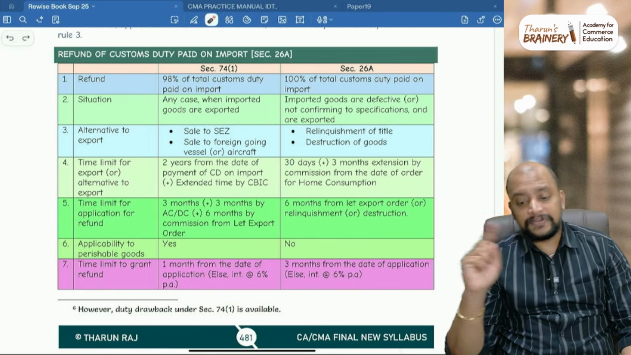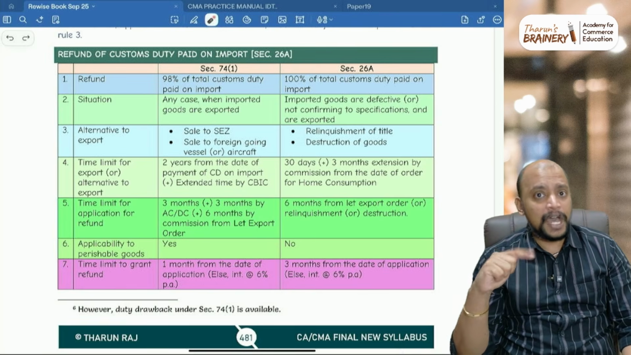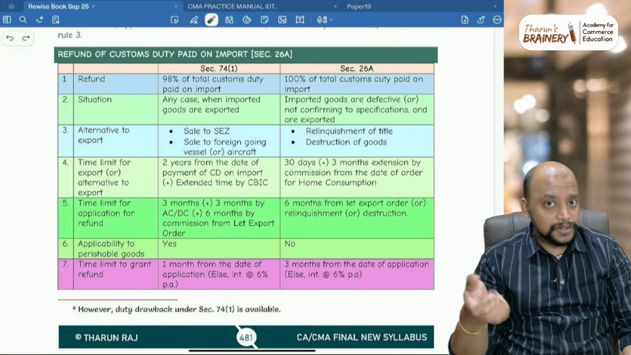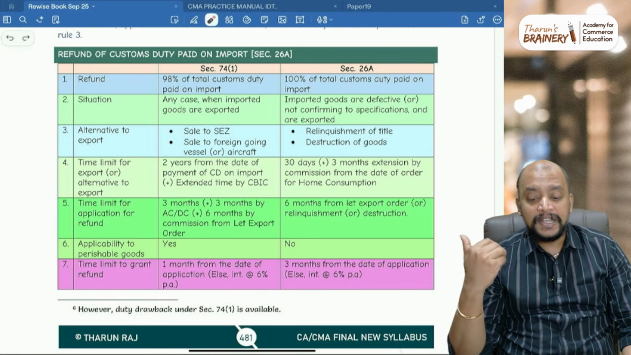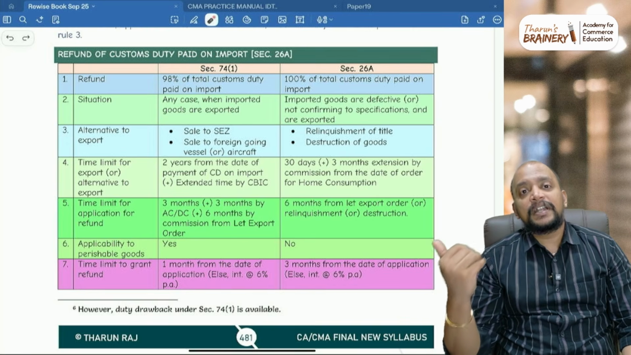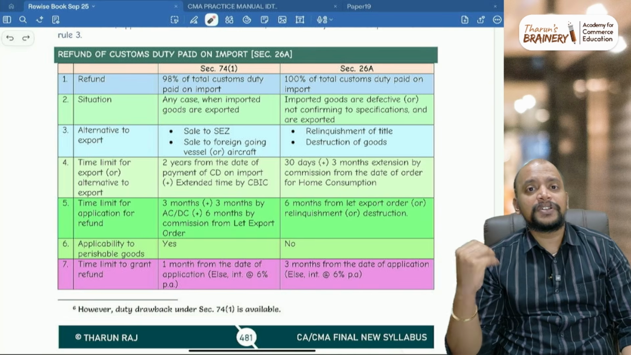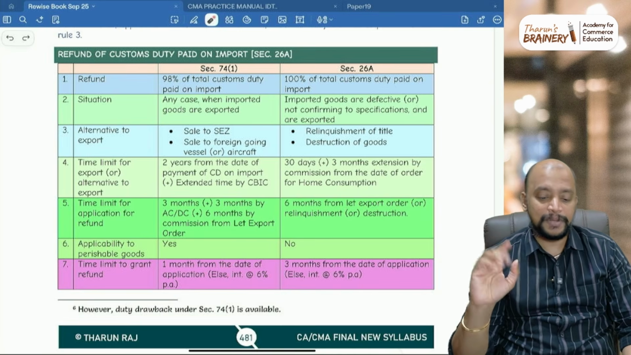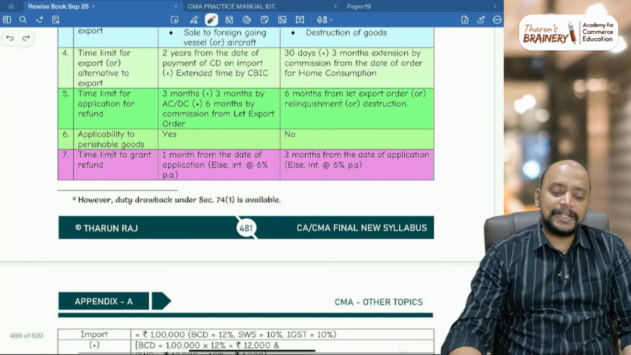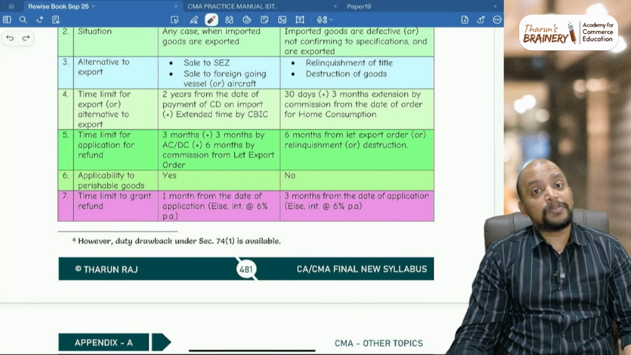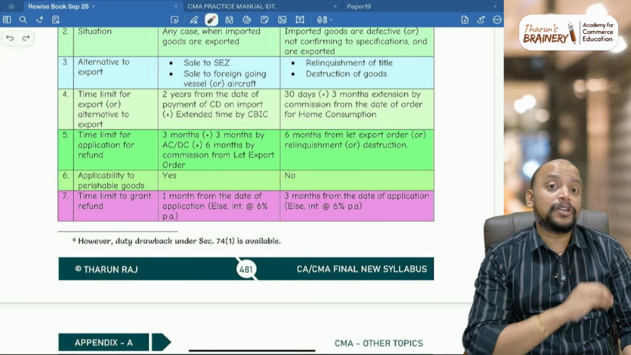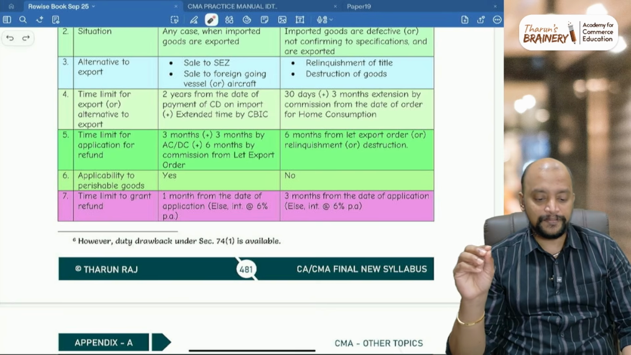Whereas in case of 26A, you have to export it, or destroy it, or relinquish the title. What is the time limit within which you need to make the application? Within 6 months from the let export order or relinquishment or destruction. 6 months, only one time limit. And is it applicable for perishable goods? 74 subsection 1 is applicable for perishable goods, but 26A is not applicable for perishable goods.